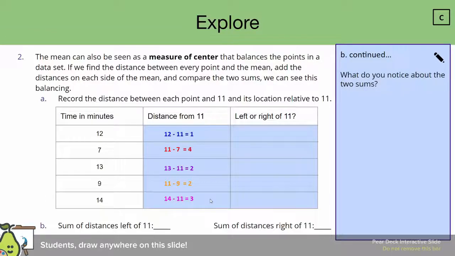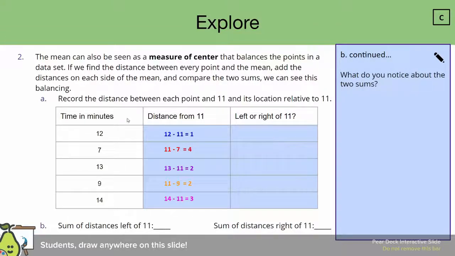Good work. Now with that said, we're going to move to the next section of the table, which says left or right of 11. What I want you to do is to please pause this video, look at the time in minutes, and figure out, is this distance to the left or to the right of 11 on a number line. So please pause this video, fill in the rest of this table, and then we will do it together.